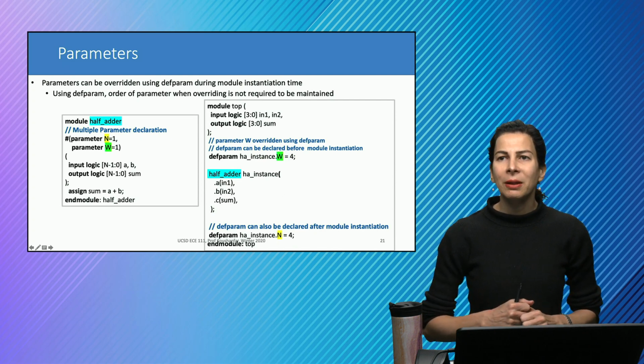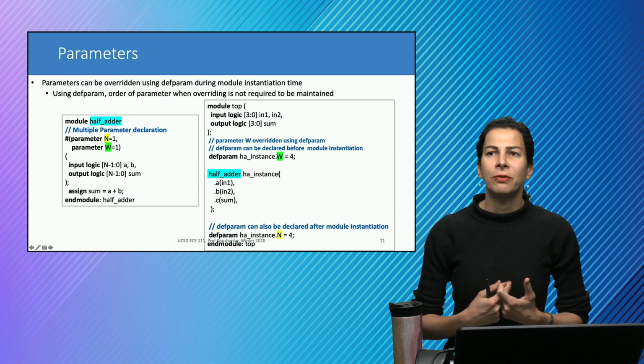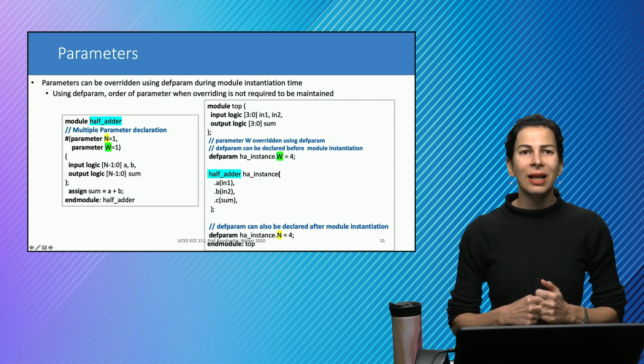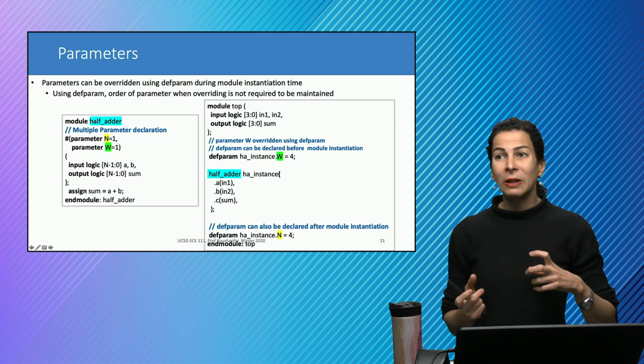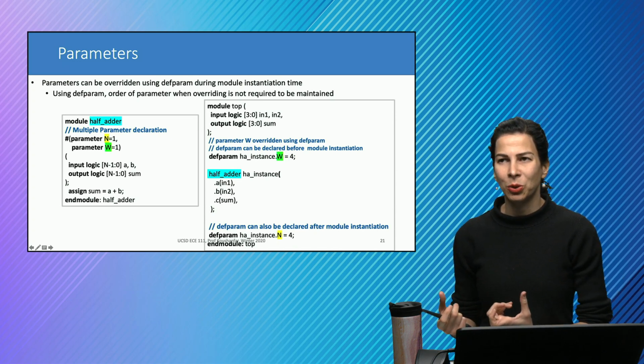So the parameters can also be overridden using defparam during module instantiation time. And it's actually a little tricky, this defparam. You could use defparam even before you instantiate a module or after you instantiate a module.